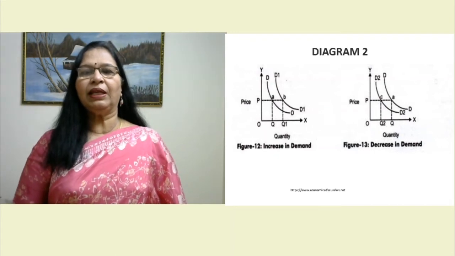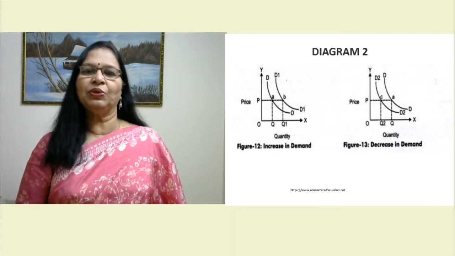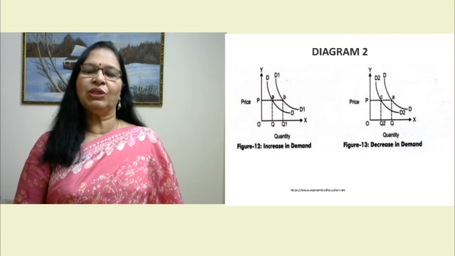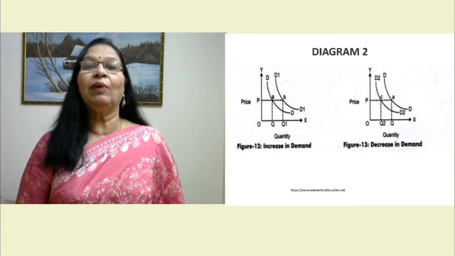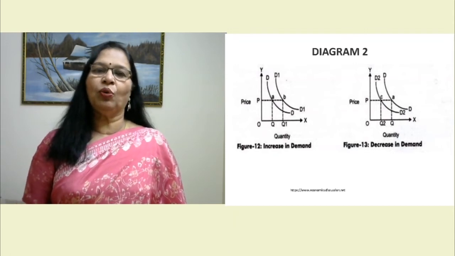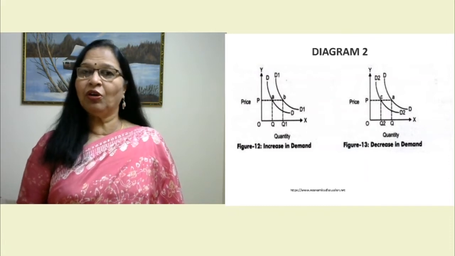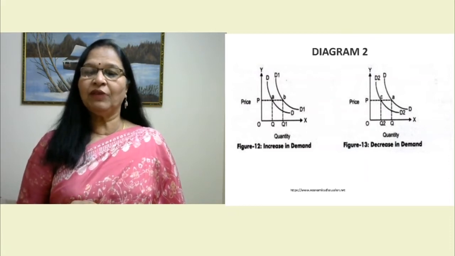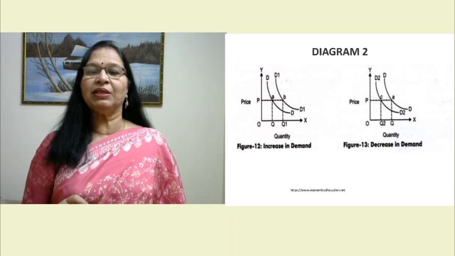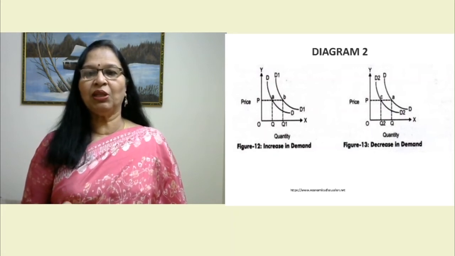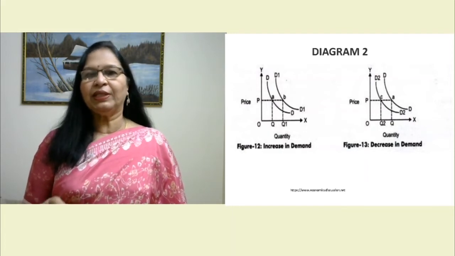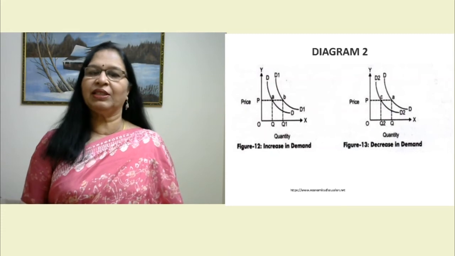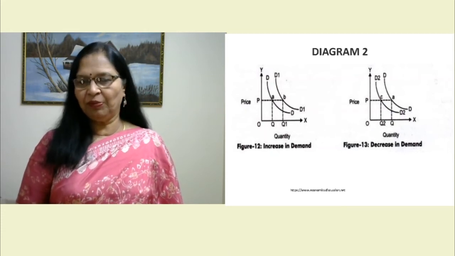You can see this increase and decrease on the two panels. D1 was the original demand curve, and then you get a new demand curve. Now this increase in quantity from OQ to OQ1 is not happening because of a change in price. Just observe the diagram. You will see that the price remains the same, but the quantity purchased has changed from OQ to OQ1. This has certainly happened because of some other external factor and not due to the price of the commodity.